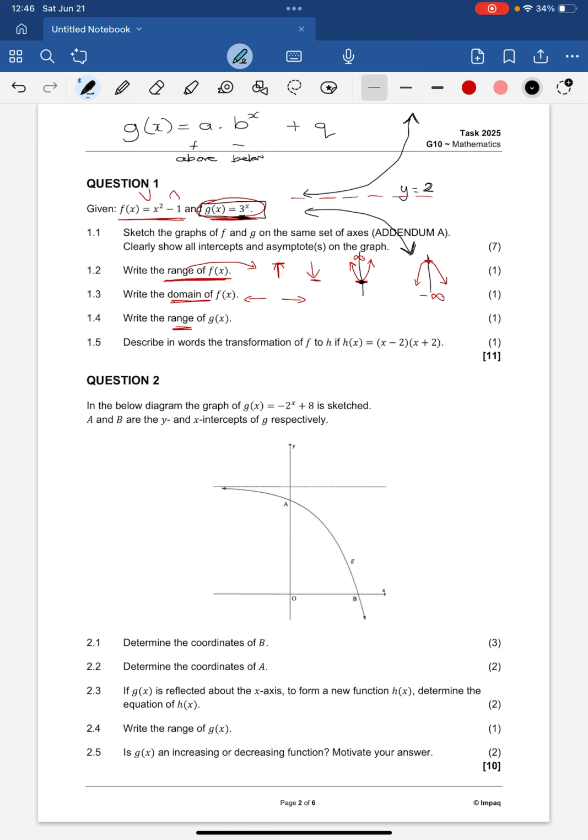Then describe the transformation of f. My tip on this one would be to expand this out and then see what happens. See how f of x changes. Expand this out and then compare f of x and g of x to each other.